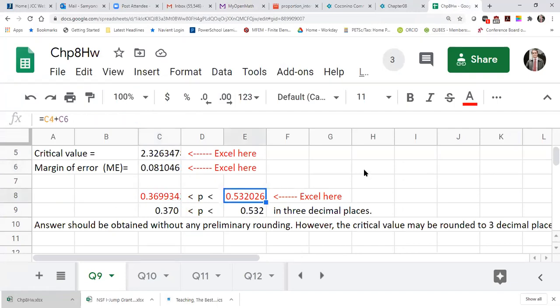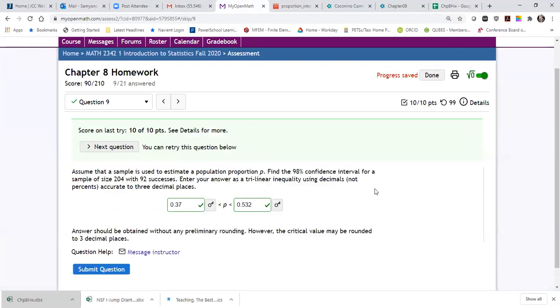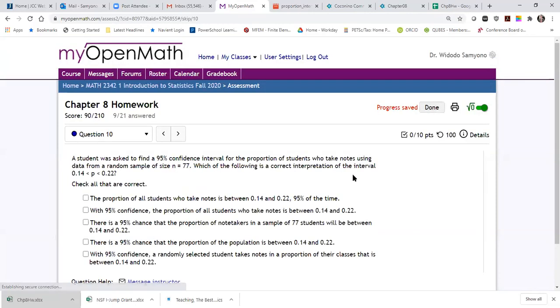Okay, so if you want to write in 3 decimal places, it will give you down here. So the answer will be 0.737 and then 0.532, right? Okay, so the next one.